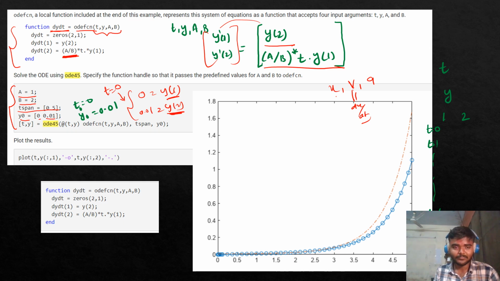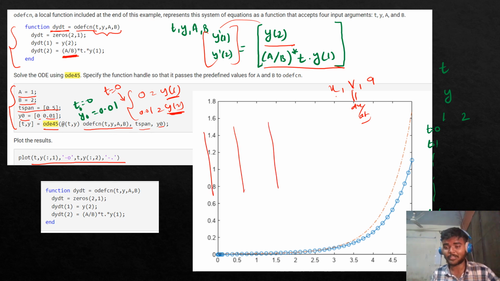So see, we wrote here ODE45, then we call this ODE function with t, y, a, b, t span, y naught, and then we have used the plot function with respect to t. So what will be the output of this? The output will be two column vectors. Sorry for that, I was telling earlier that three column vectors will be given. No, two only. But the third one you have to assume, whatever you have chosen.